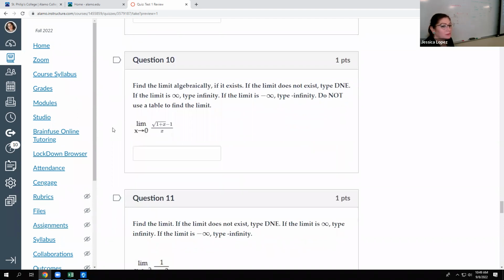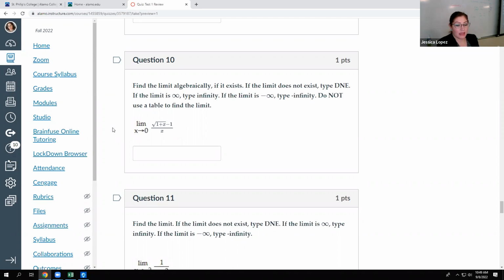Okay, what about number 10? Can we plug in that 0 right away? Makes the bottom go crazy, right? This one's unfortunately a little bit more elaborate. This one requires algebra.